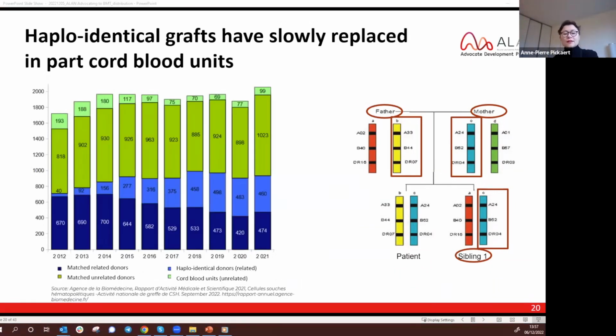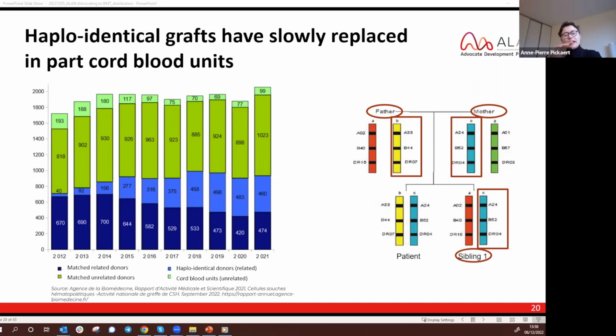On this slide, what you can see is the evolution of the use of grafts for bone marrow transplant. This is French data, but it pretty much mirrors the international situation. At the bottom part of the chart, the navy blue color corresponds to matched related donors.